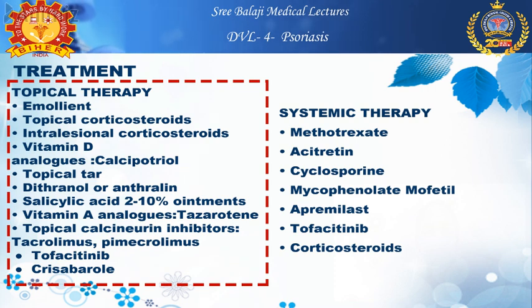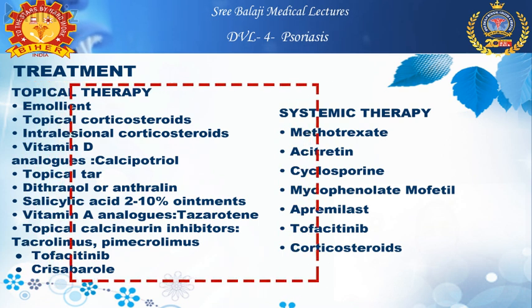Other topical therapy includes topical calcineurin inhibitors like tacrolimus and pimecrolimus, topical vitamin D analogs like calcipotriol, topical coal tar, topical anthralins, and topical keratolytics like salicylic acid. In case of nail psoriasis, topical retinoids like tazarotene and intralesional corticosteroids can be used. There are newer topical molecules used in the treatment of psoriasis. They include tofacitinib, which is a Janus kinase inhibitor, and crisaborole, which is a phosphodiesterase 4 inhibitor.